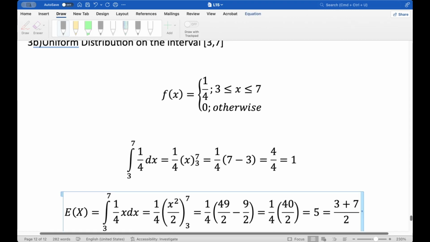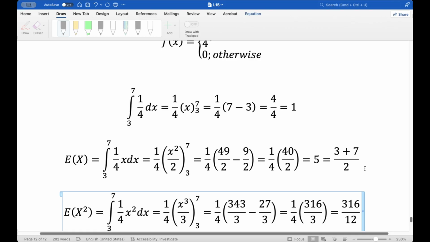So now we do the expected value of x, which is to multiply by x there. So multiplying by x and then integrating. The 1/4 factors out, x becomes x squared over 2, and then we do f of b minus f of a, 49 over 2 minus 9 over 2, which is 40 over 2, times the quarter in front, gives us a 5, which is matching the formula, a plus b over 2, 3 plus 7 over 2, 10 over 2 is 5. So the mean here is 5.